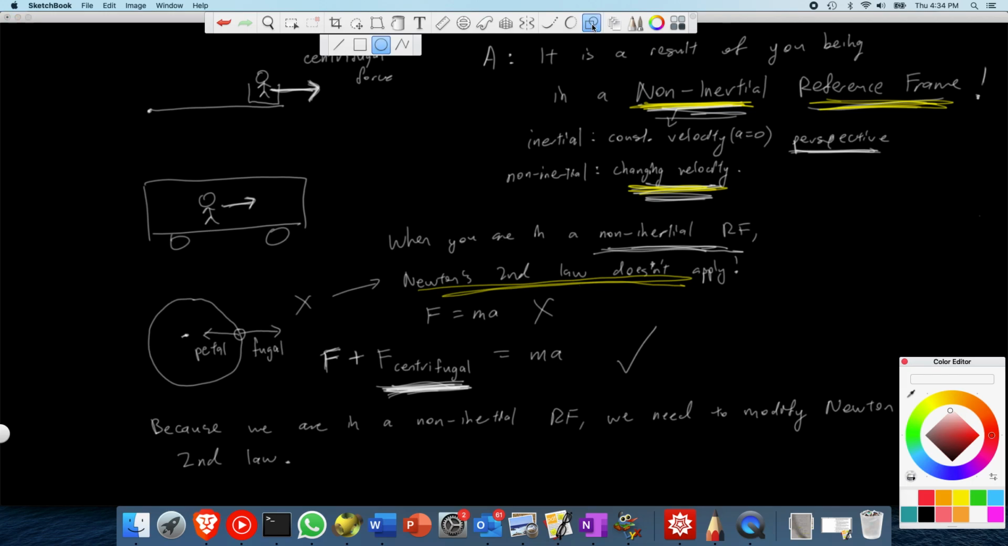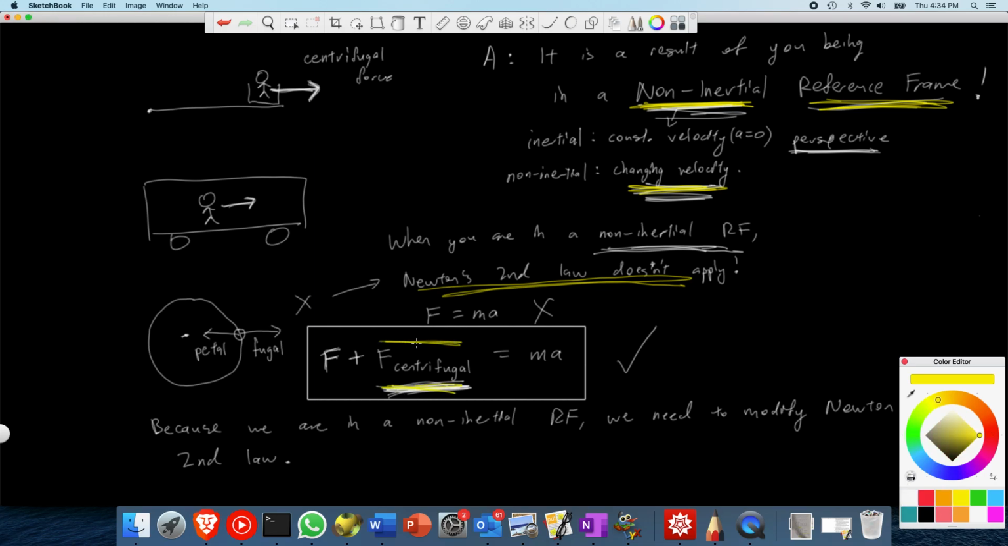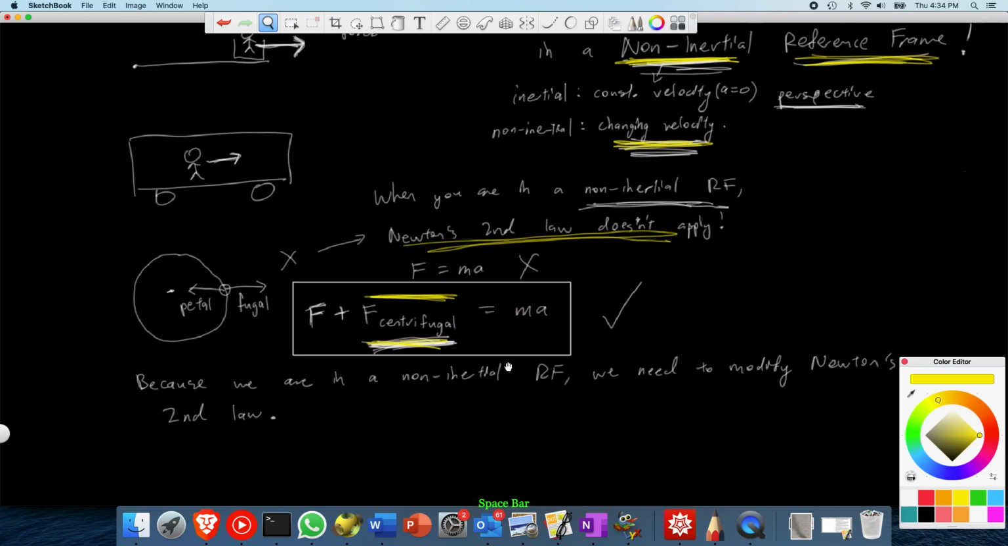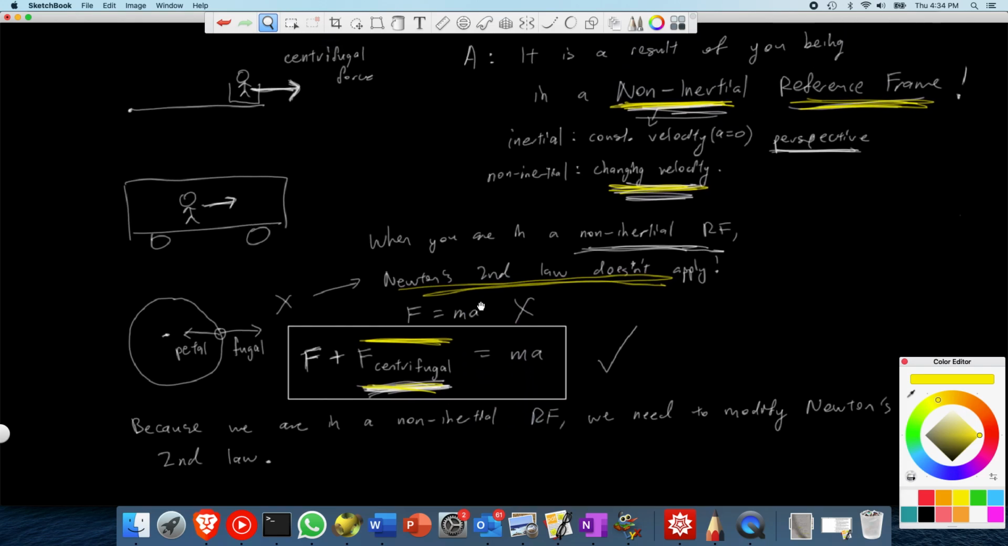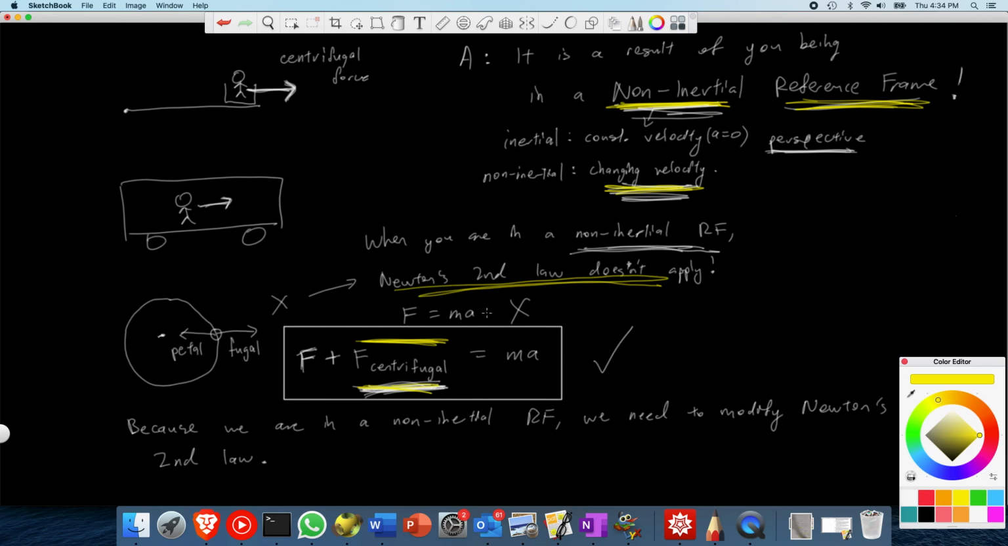In order to get the right physics, we need to modify Newton's second law by adding this additional centrifugal force term. This can be derived, and the derivation is in Wikipedia, but I just want to hit right at the core concepts of what centrifugal force is. In a sense, the centrifugal force is a result of the failure of Newton's second law in a non-inertial reference frame. So you can clearly see that centrifugal force and centripetal force are very different things.